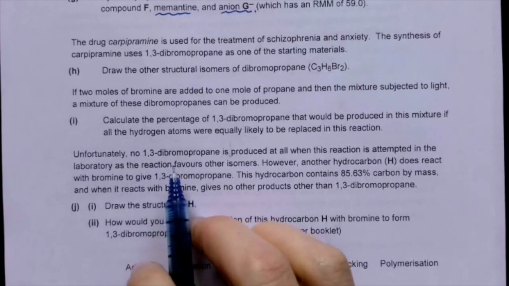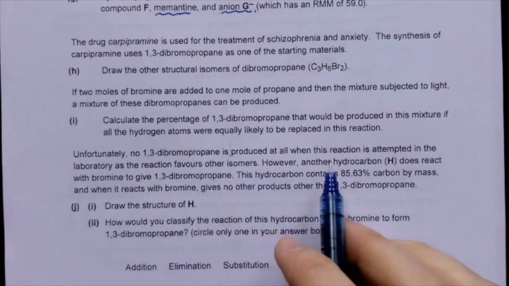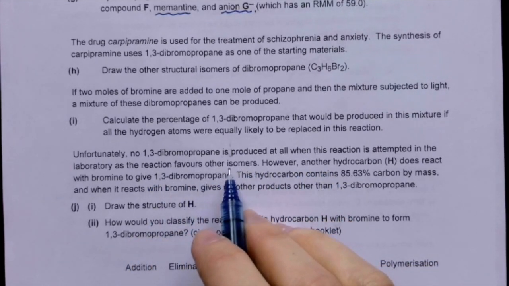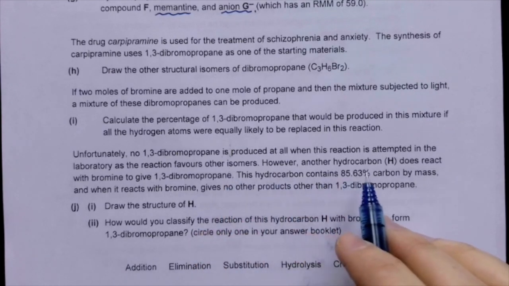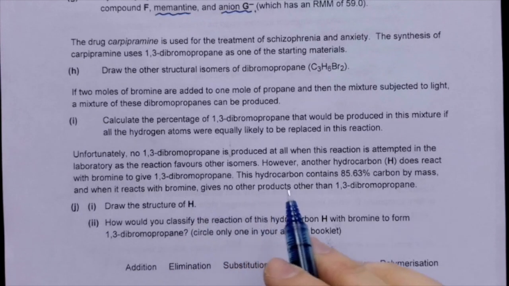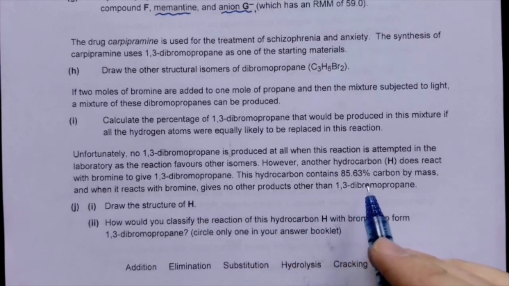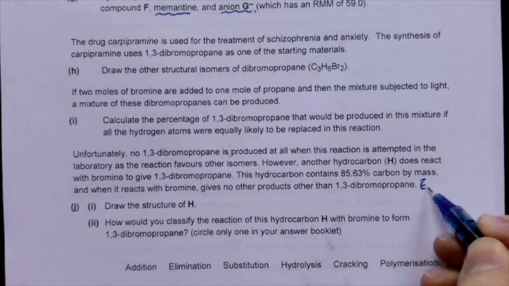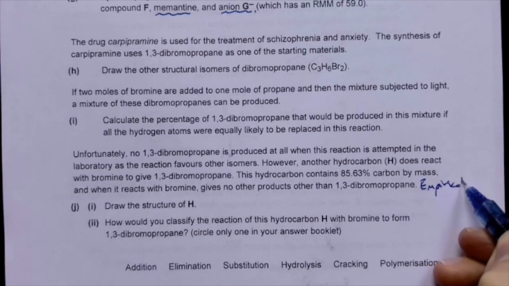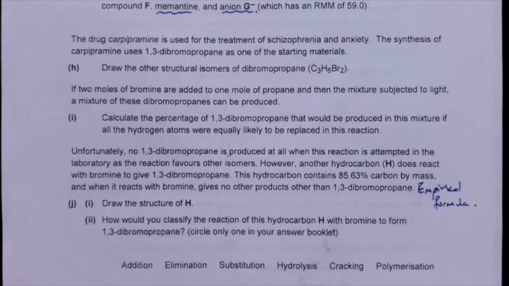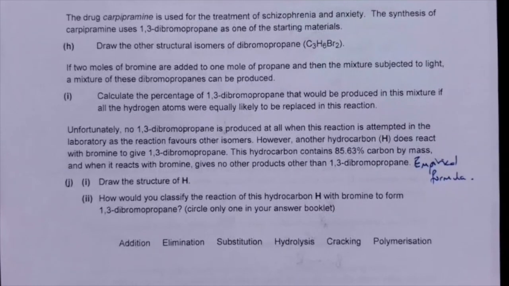Unfortunately, no 1,3-dibromopropane is produced at all when this reaction is attempted in the laboratory, as the reaction favours other isomers. However, another hydrocarbon does react with bromine to give 1,3-dibromopropane. This hydrocarbon contains 85.63% carbon by mass, so this is an empirical formula question. It's a fairly easy empirical formula question, much easier than the kind that I would give you, because there's only 2 atoms in it.